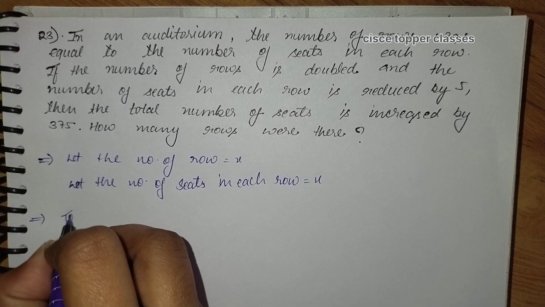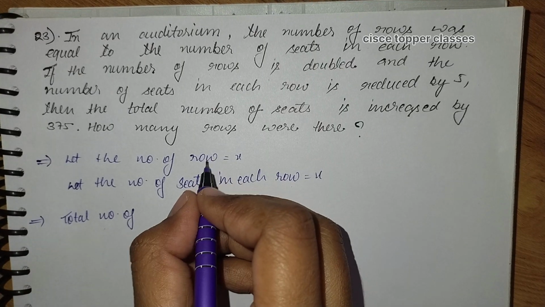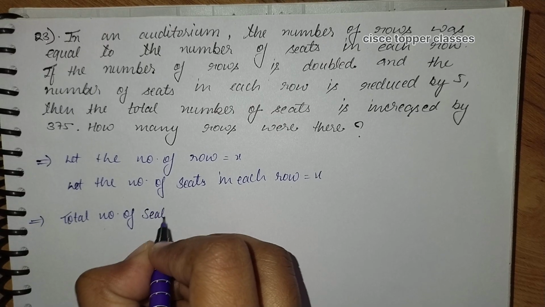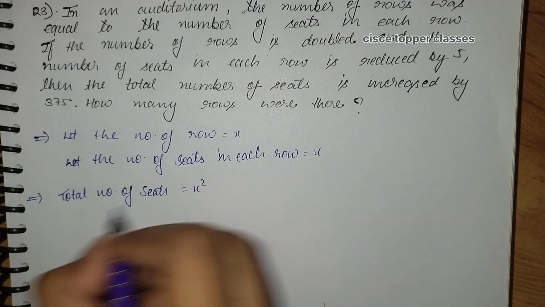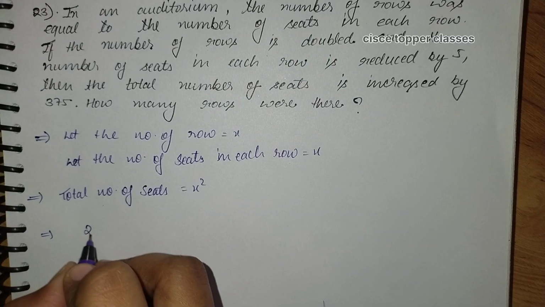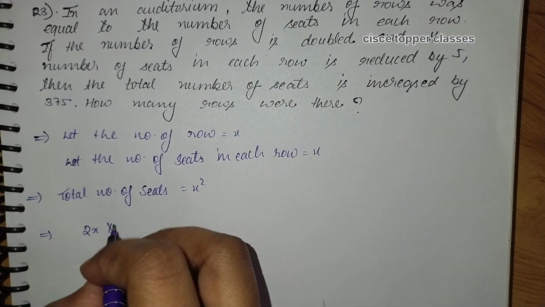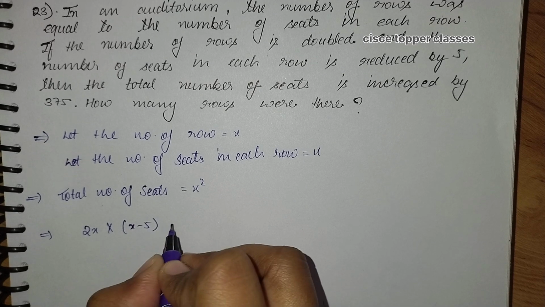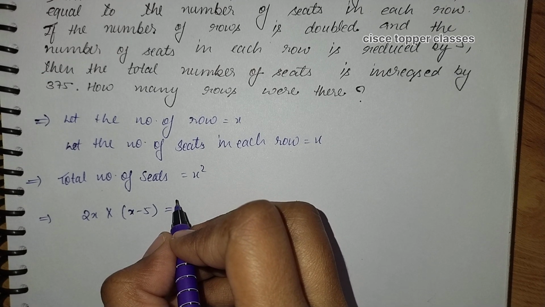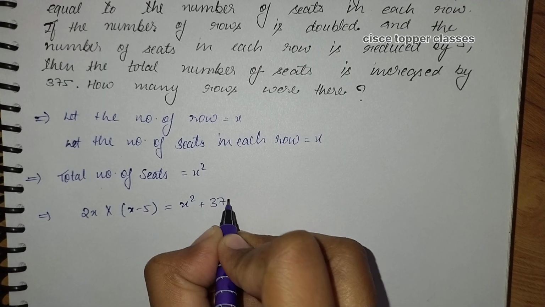So the total number of seats, if we find, will become x into x, number of rows into number of seats in each row. So the total number of seats will become x square here. It is given that if the number of rows is doubled, meaning the number of rows becomes 2x, and the number of seats in each row is reduced by 5, that is x minus 5, then the total number of seats is increased by 375. So the total number of seats is x square plus 375.